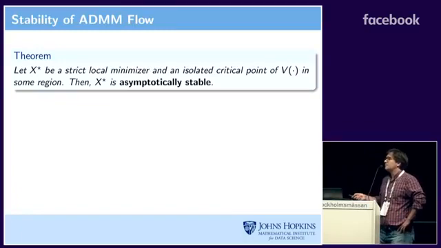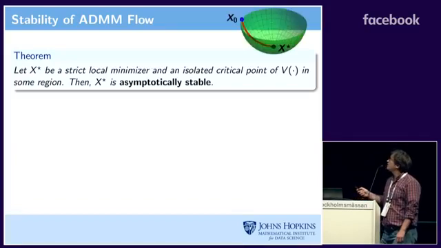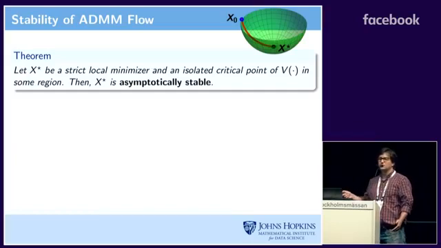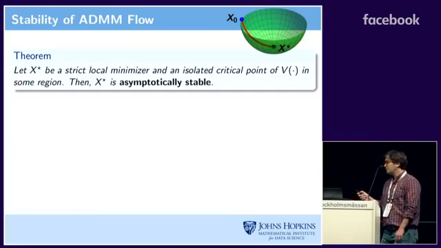Regarding the stability, if X star is a strict minimizer and the only critical point in some given region of this objective function, then X star is asymptotically stable. Pictorially, what I mean is stability implies that the trajectory is going to be bounded to be close to the minimizer, and asymptotic means that the trajectory actually converges to this minimizer.